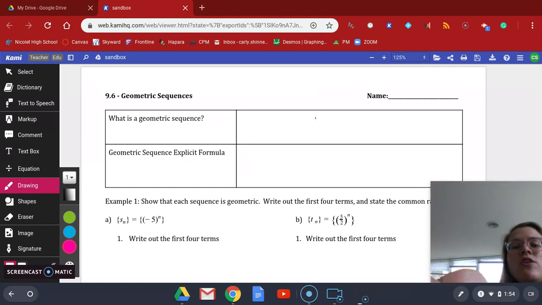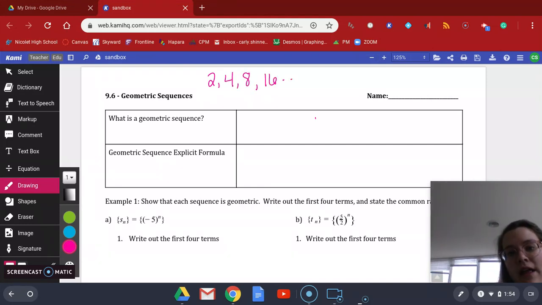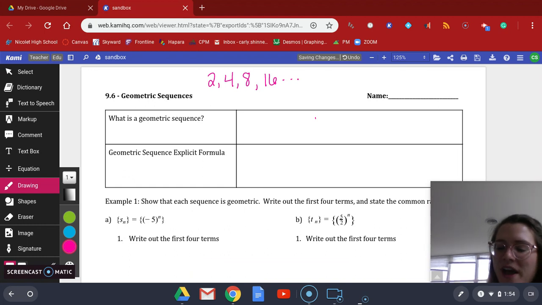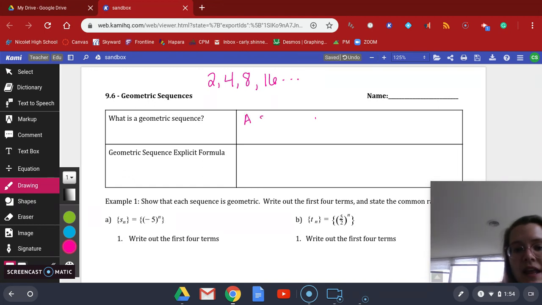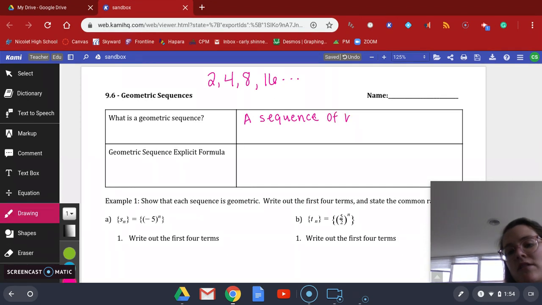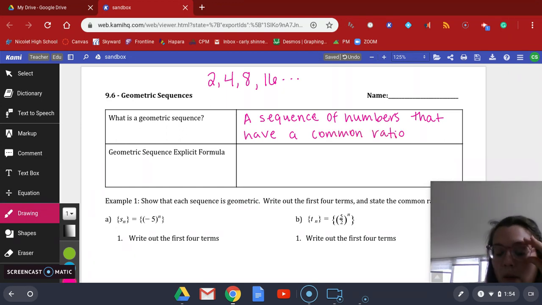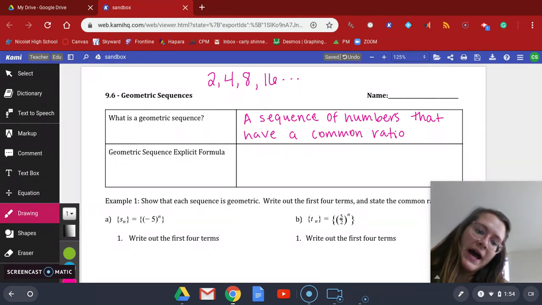So I'll just start by giving you my favorite geometric sequence. I don't know why. I like it because it starts with 2 and I'm multiplying by 2. And I like that. So just a little refresher here if you forgot. A geometric sequence is a sequence of numbers that have a common ratio. And you might also hear me call a common ratio a multiplier. So same kind of thing, right? What am I multiplying by?